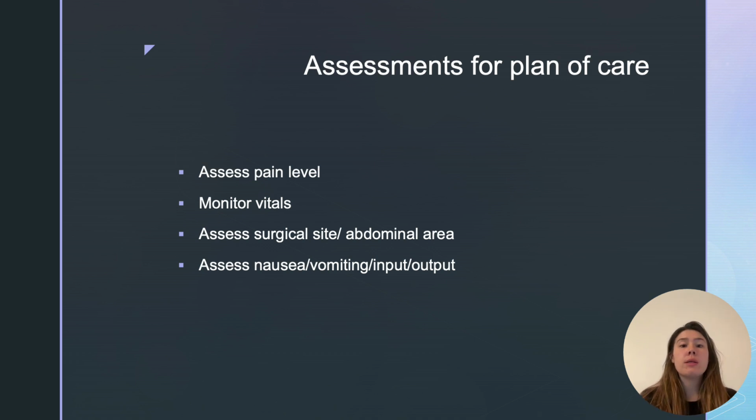We would also assess the surgical area, which is on the abdomen. We want to make sure that it's not too tender, that it's not red or inflamed, and that there are no signs of pus or green or yellow discharge.